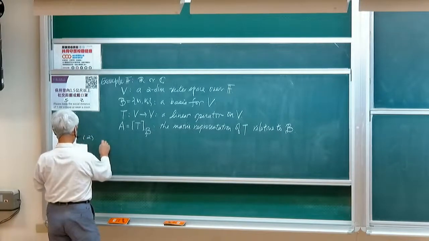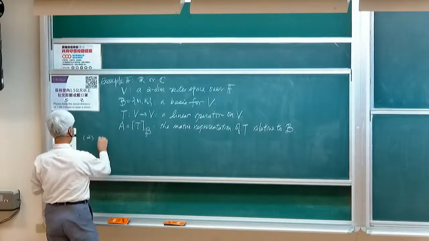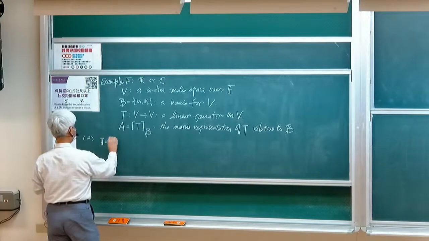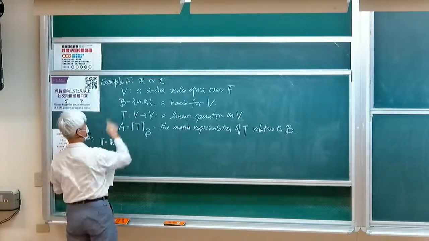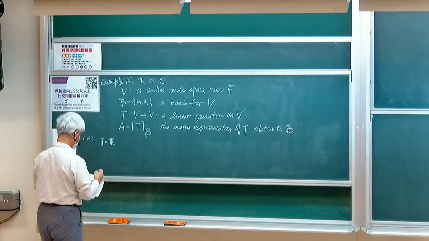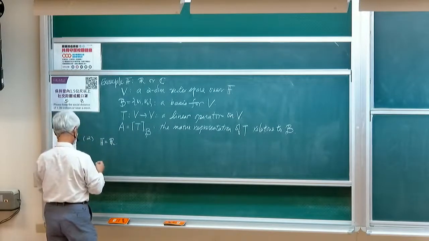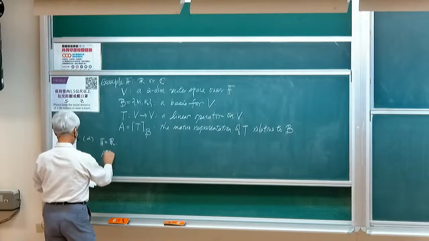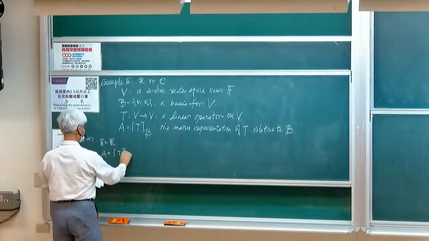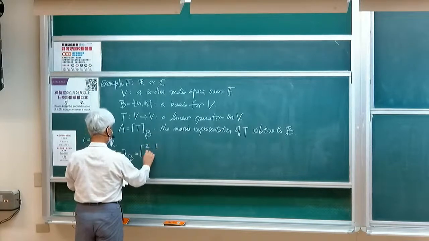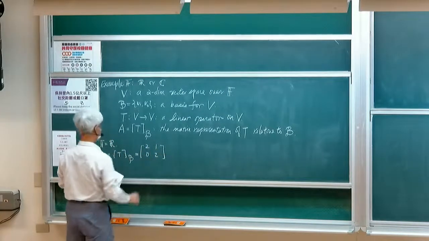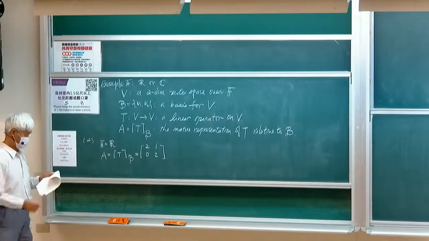This time F is R, so we consider the real case. The vector space is a real vector space, and A is now 2, 1, 0, 2. So the matrix representation becomes this one.